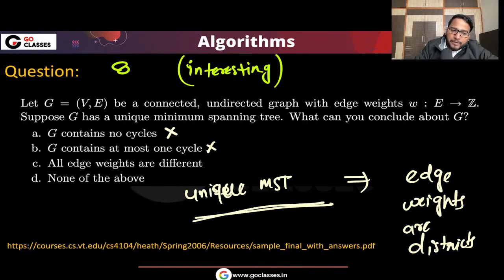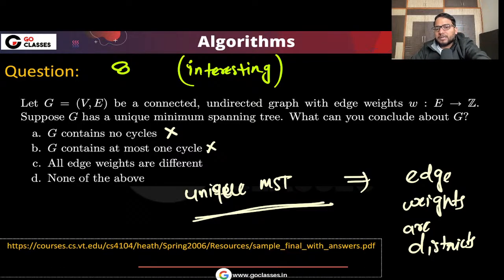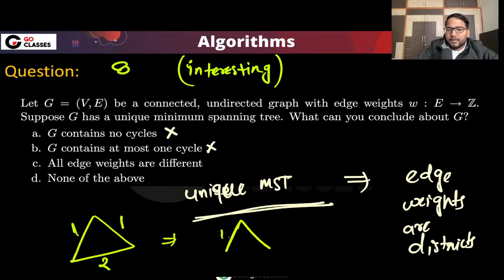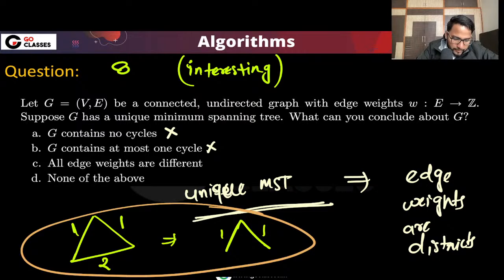Let me give you the example here. Suppose you have this example. Okay. Here, tell me what is the MST? MST will be this, right? Are edge weights distinct? Do you have edge weights distinct? No, right?